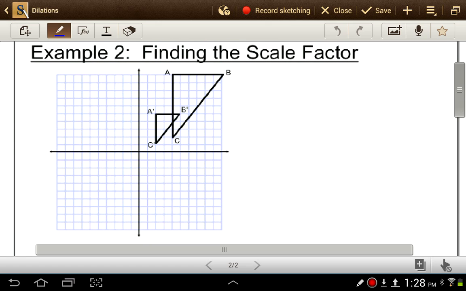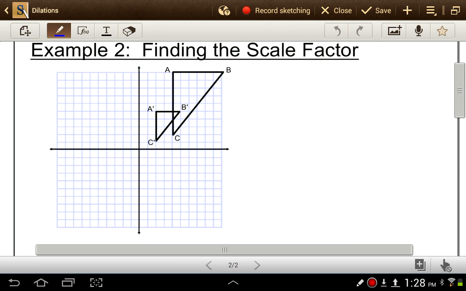Okay, and my last slide here is we're going to be finding the scale factor. And finding the scale factor is fairly simple. What we're doing is looking for the number I multiplied by. So you have to be able to tell the difference between the original and the image. So there's my original because it has no prime notation. There's A. And then that square there is my image. So I want to know my scale factor, how the image compares to the regular.